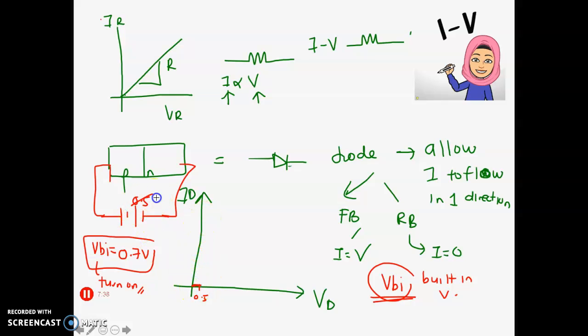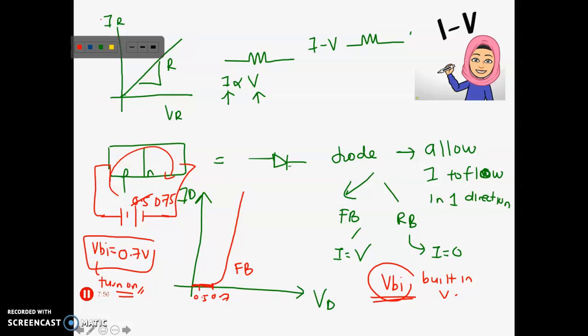If I increase to 0.75 volt, do you think the current can flow easily? Yes, because it already passed the turn on voltage. So at 0.7 volt, there will be some current. So this is what we call forward bias.